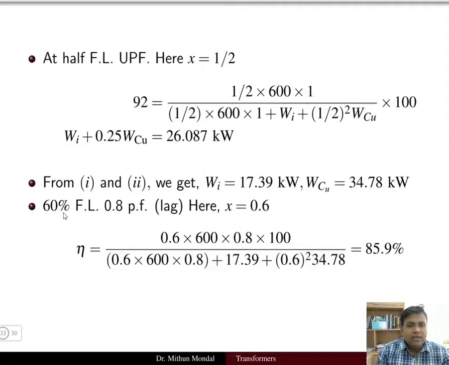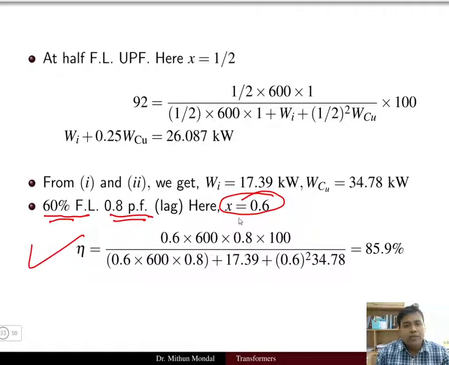So now the final thing is that we have to determine at 60% of the full load. So X becomes 0.6 then. So 60% of full load means X equal to 0.6 and 0.8 power factor lagging condition. What is the efficiency? So we will put X to be 0.6. So this is your X, and the power factor cos phi becomes 0.8, and you have the kVA under the full load condition, and you have the iron loss which is constant, it will not change, and X square, so X becomes 0.6, into the full load copper loss.